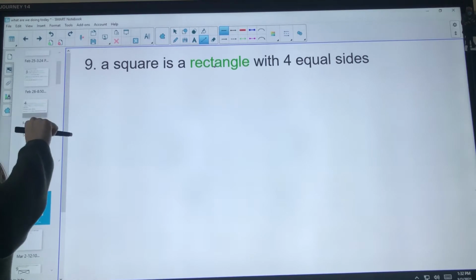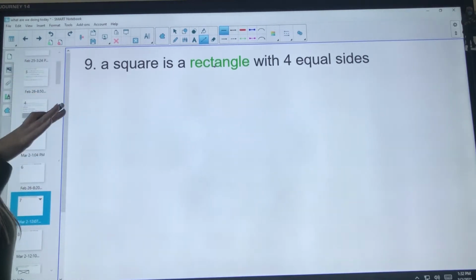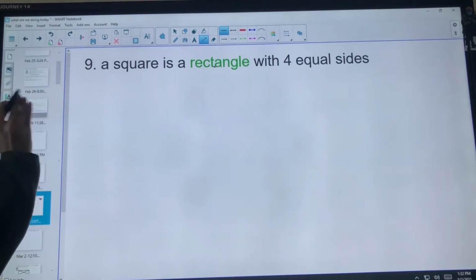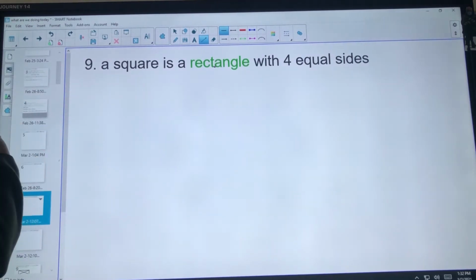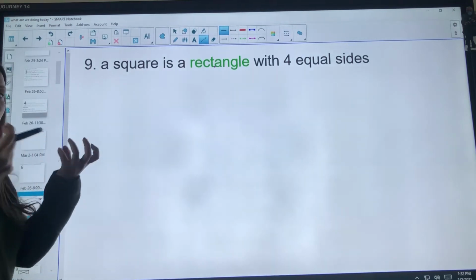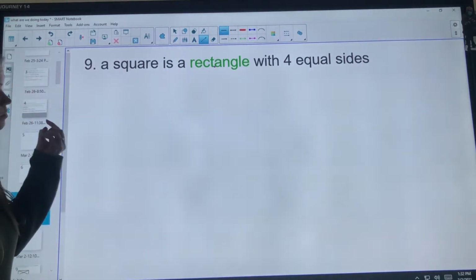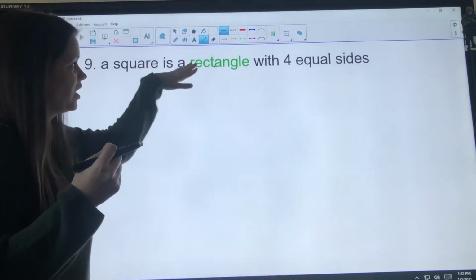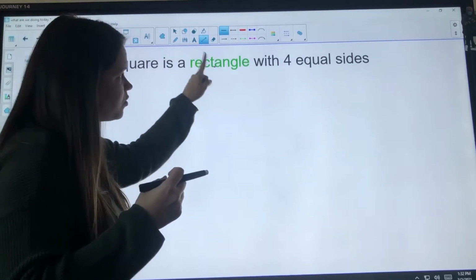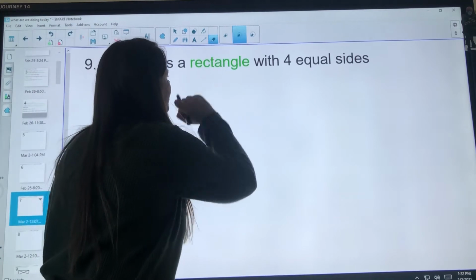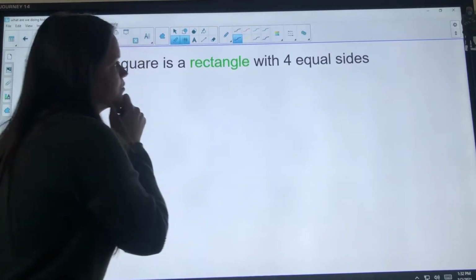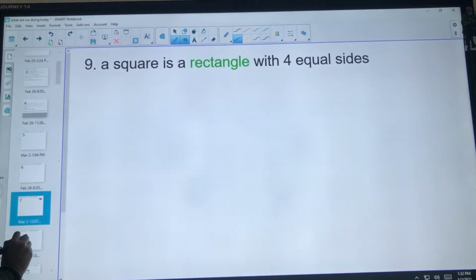A square is an even more special shape because it goes into multiple categories. A square is a type of rectangle, which is misleading because your preschool teacher taught you that a square and a rectangle are 2 different things, but a square is a rectangle. It's just that it's a rectangle with 4 equal sides. Purple dot. Okay. Rule number 10.